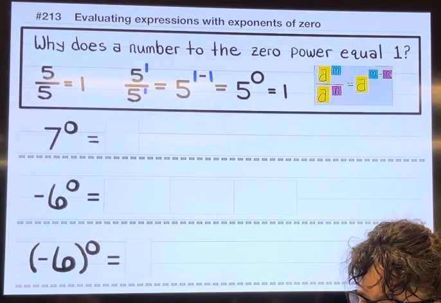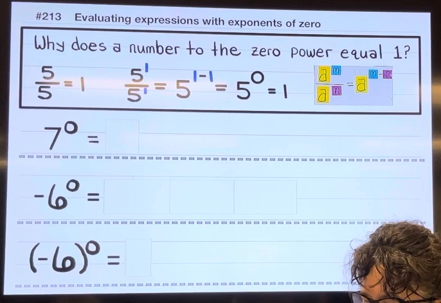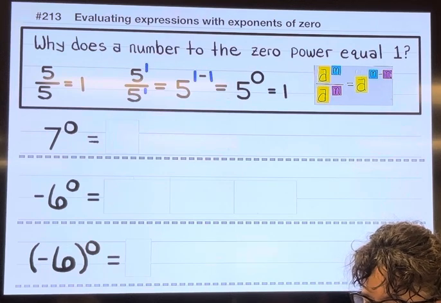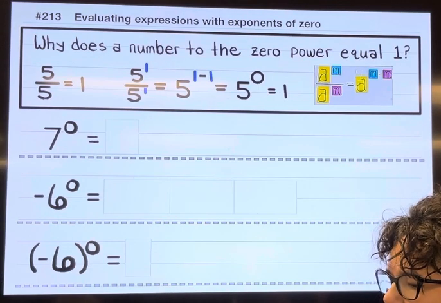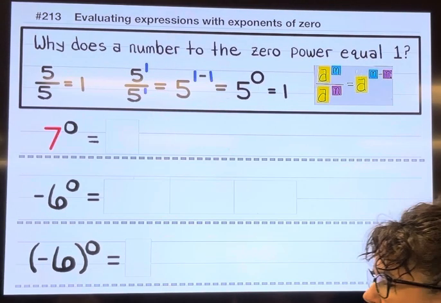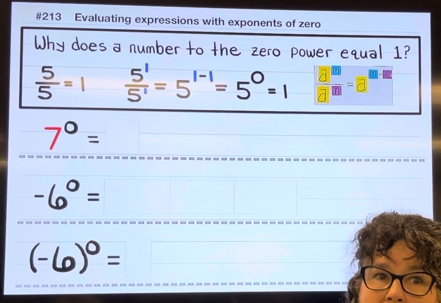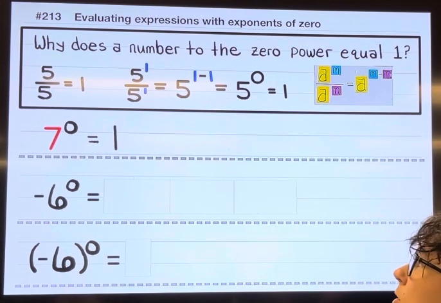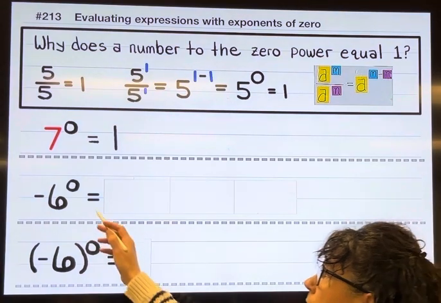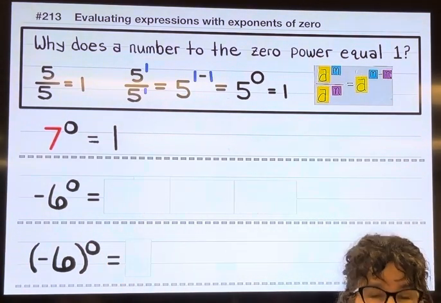Okay, so just keeping in mind that anything to the 0 power is equal to 1, let's go through a handful of these examples. Okay, so here I have 7 to the power of 0. So 7, any number to the 0 power, is equal to 1. Now, this one right here is a little bit different.